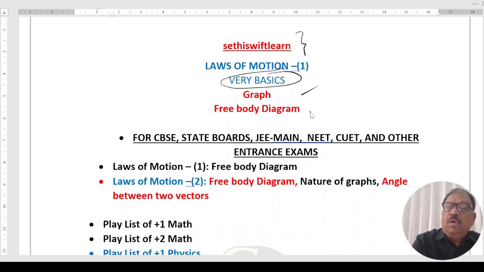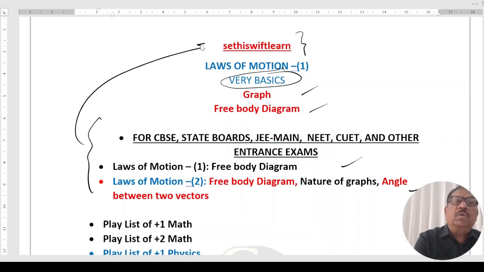In today's session of laws of motion, the very basics of graphical questions and free body diagrams will be cleared through illustrations. In the earlier session, we discussed this, which you can review on the Sethi chapter. In this case, the illustrations were taken from JEE Main, right?